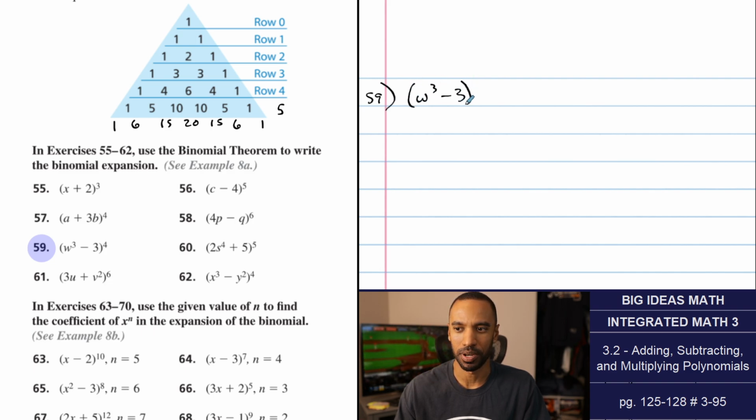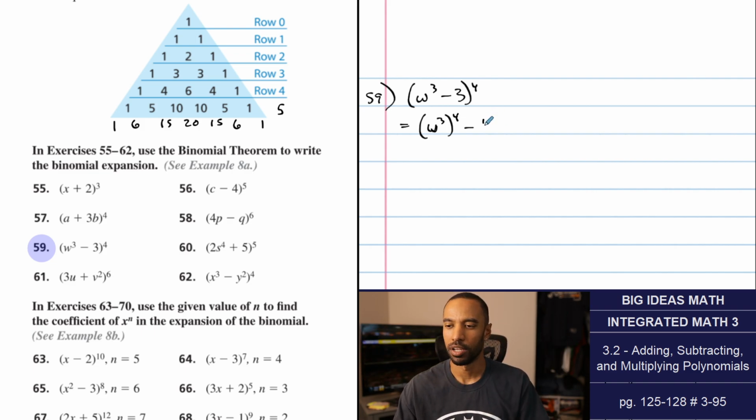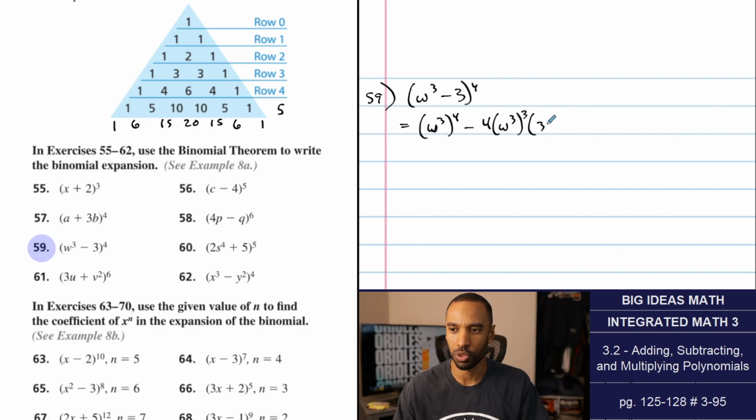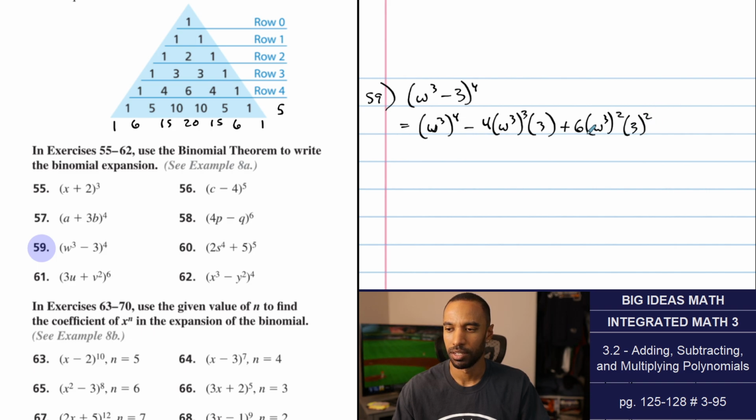w cubed minus 3 to the fourth. All right. w cubed to the fourth minus, this is 4, right? 14641. 4 times w cubed times 3 plus 6 times w cubed squared times 3 squared.